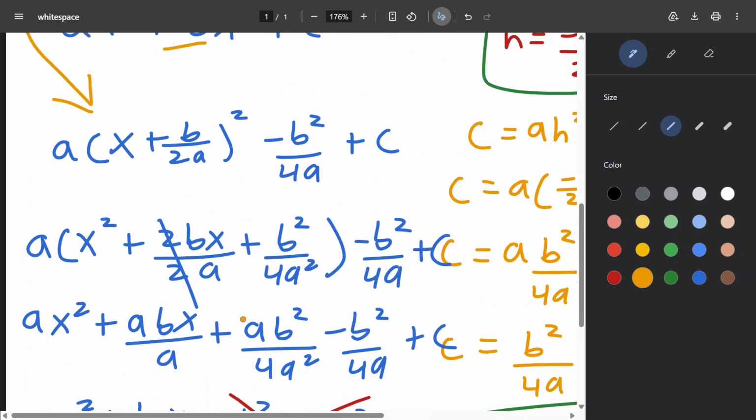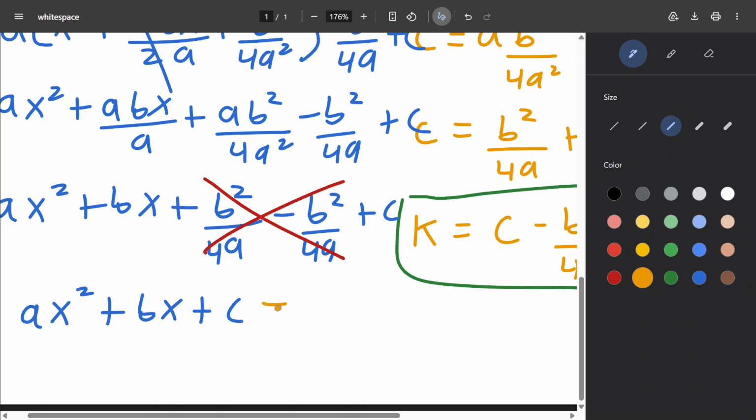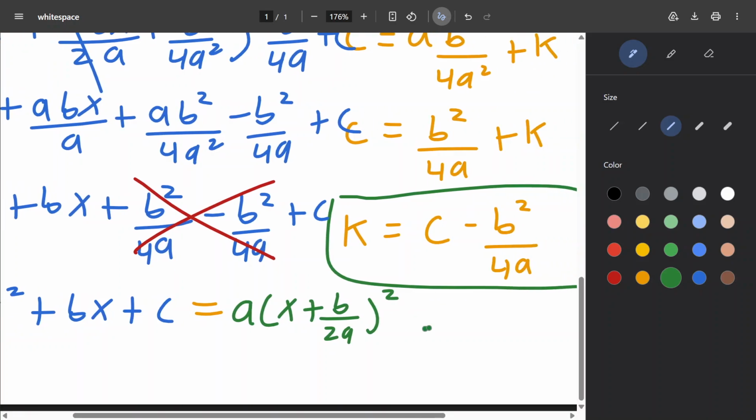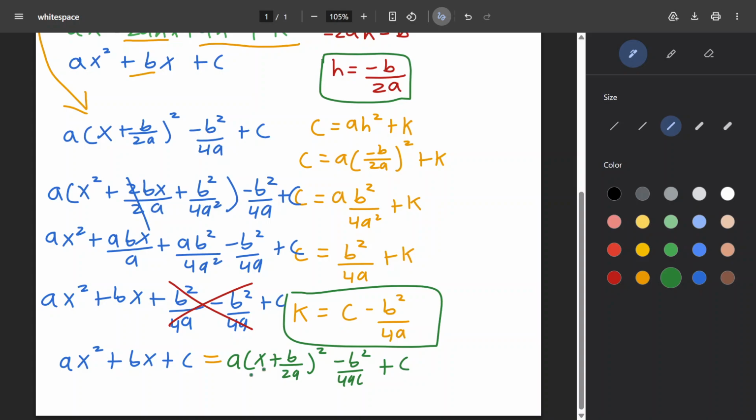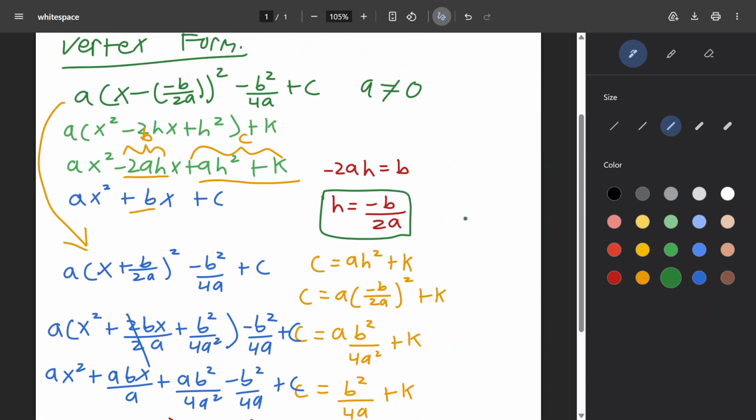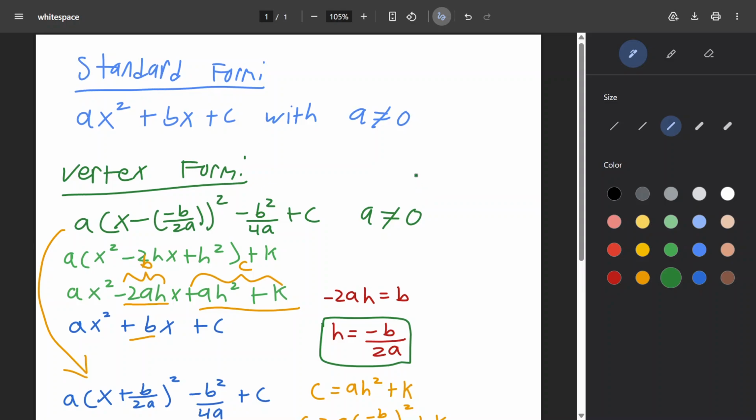Okay, so now we have definitive proof that this is indeed equivalent to a times (x plus b over 2a) squared minus b squared over 4a plus c. All right, we successfully completed the square, and we didn't use any geometry whatsoever. We just used simple algebra and our logic and intuition.